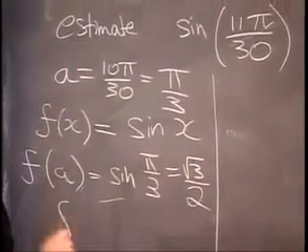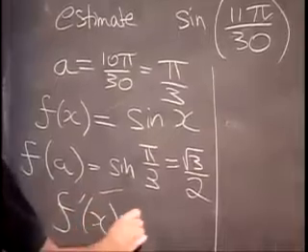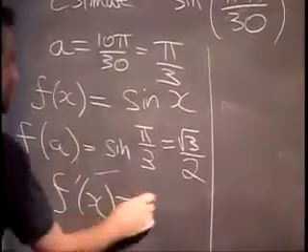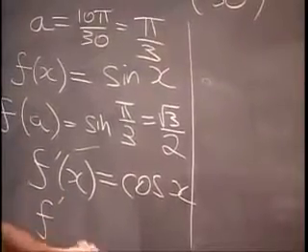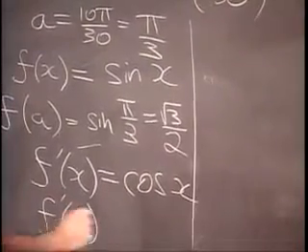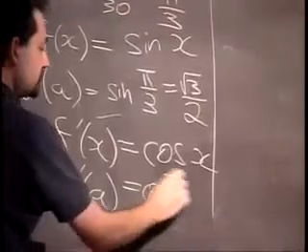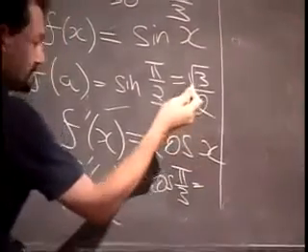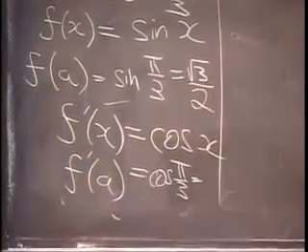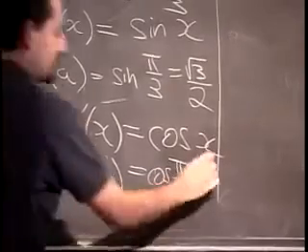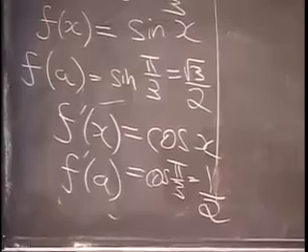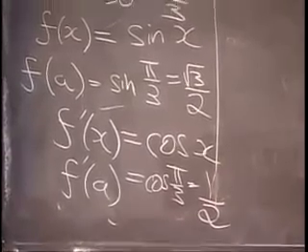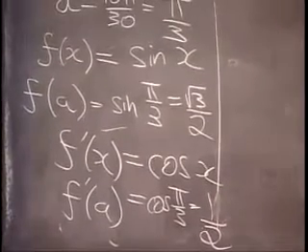What is the derivative of f? Well, the derivative of sine is cosine. So what is the derivative at a? Well, it's cosine of pi over 3, which is 1/2. Okay, so the function value is root 3 over 2, and the derivative is 1/2.